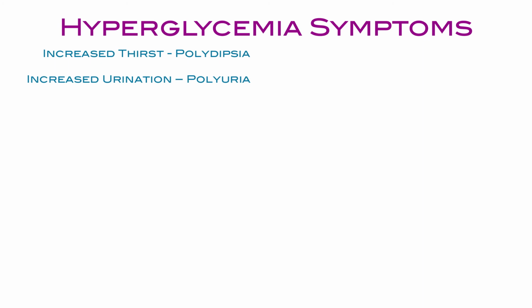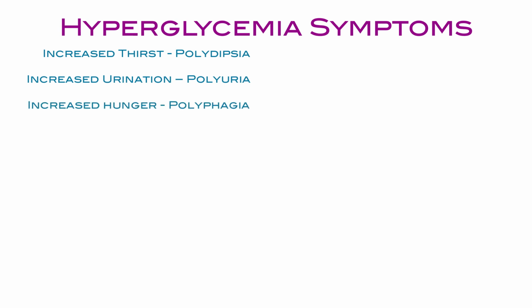Increased urination, known as polyuria. The body is trying to get rid of the excess glucose that it cannot use. This occurs through filtering through the kidneys and requires water, which causes a need to urinate because all the liquids the person is consuming.